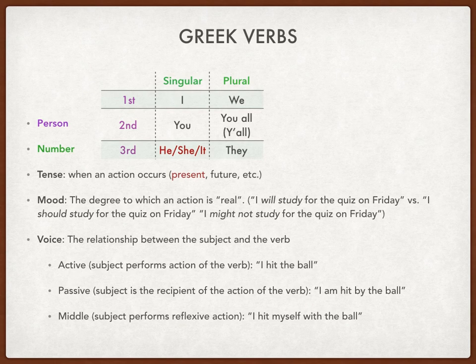I hit the ball. On the other hand, I could be passive. I can use the passive voice to say, I'm not hitting the ball. I'm hit by the ball. Maybe someone else threw it, but I'm not performing the action in that sentence, right? If you look at that sentence, I am hit implies that the ball is doing the hitting and I'm doing nothing, and probably somebody very mean threw the ball to hit me. I am hit by the ball.